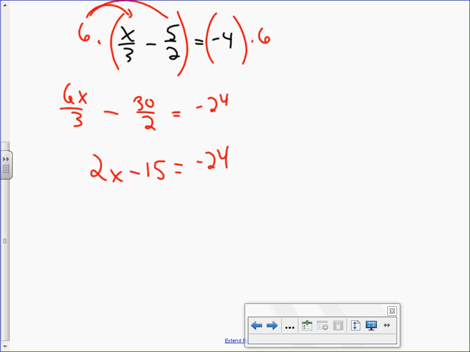Oh, no calculators. Can you do this without your calculator? Sometimes I get out my fingers and count. 15 up to 24. I think it's -9, isn't it? Yes, it is. Okay, -9.